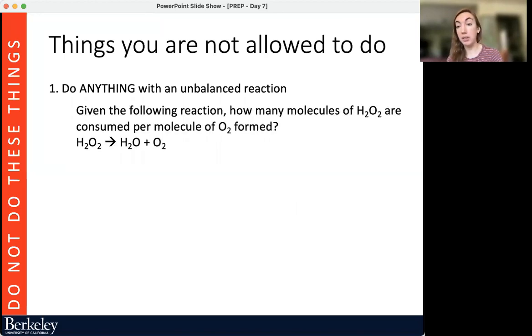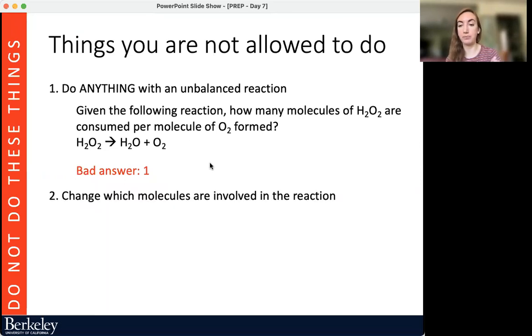Balanced meaning there's the same amount of each atom on each side of the reaction. So for example, if I asked you on a test, how many molecules of H2O2 are consumed per molecule of oxygen formed, it's not 1. This reaction is not balanced because I have 2 oxygens on the left and 3 oxygens on the right. So I can't interpret anything about the number of molecules involved in this reaction without balancing it.